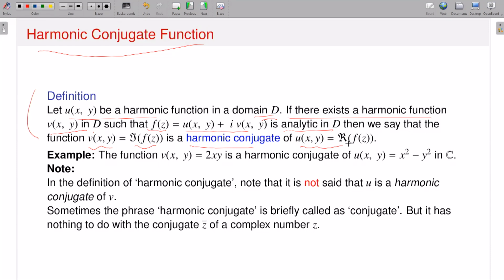So the definition is clear. What is a harmonic conjugate? You start with a harmonic function u first. If I get another harmonic function v such that u plus iv turns out to be an analytic function, then I say that the function v is a harmonic conjugate of u.